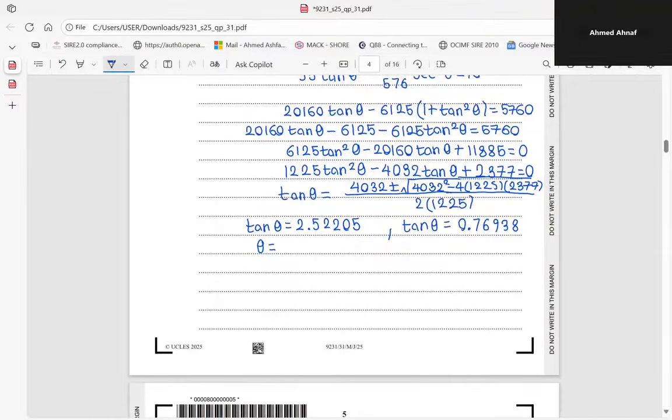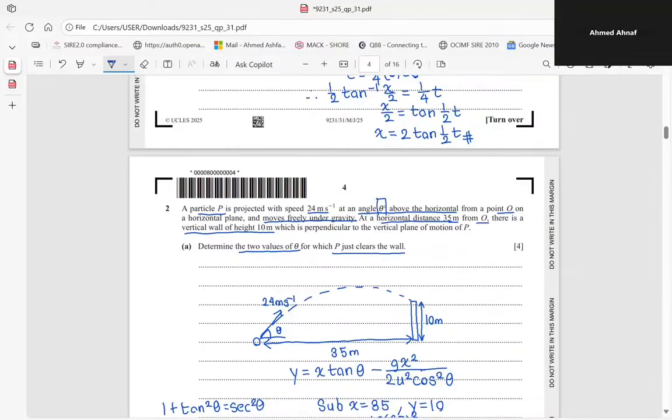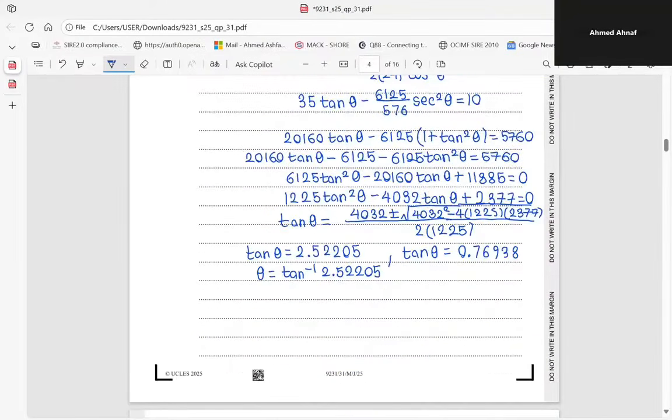Now we can find the respective values of theta, just by taking the inverse. For this, I recommend that you take your value of theta in degrees because the angle is in degrees, so make sure to do that. For 2.52205, I got 68.4 degrees. Or you can just leave it like this.